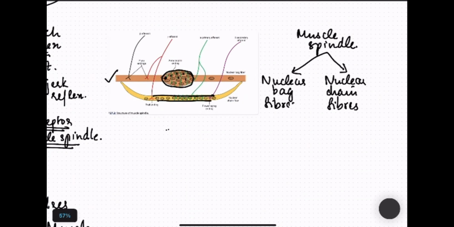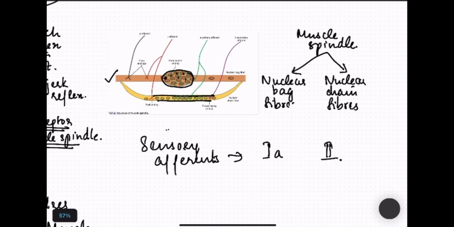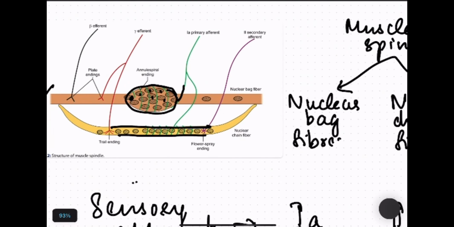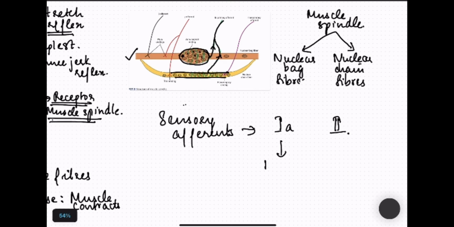Let's look at the sensory innervation now, the sensory afferents. We learned of different types of sensory afferents. We know of 1A fibers, 1B fibers, 2, 3 and 4 fibers. Now in this case, it is innervated by 1A and 2. This green over here is the 1A fibers, and it carries stimuli from both nuclear chain fibers and nuclear bag fibers, NCF and NBF. Whereas the 2 fibers carry information only from the nuclear chain fibers.